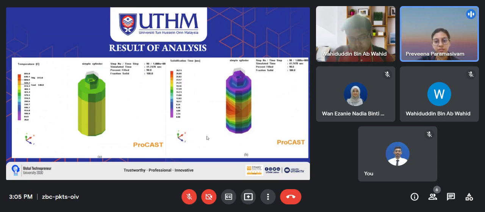The simulated results for the cylinder show validation of temperature and thermal hotspot with solidification time, which results in a maximum height of 48.99 mm from the origin for a shape constant of 1.2. Next slide please.